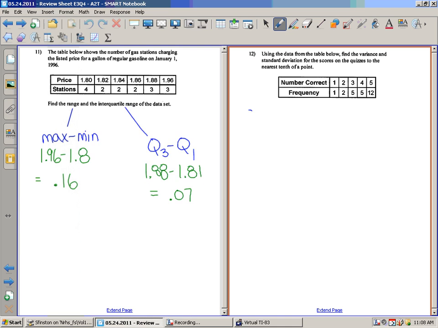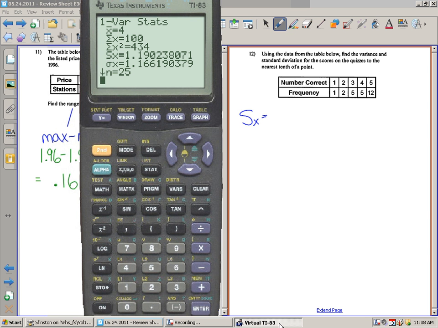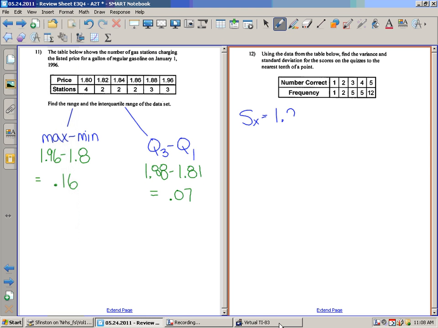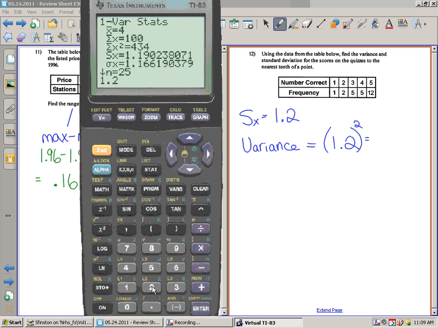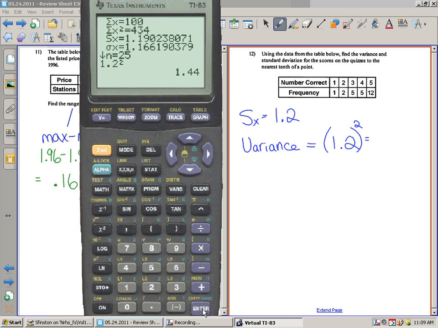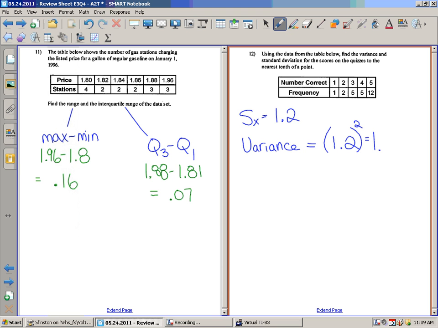Sx is the standard deviation to the nearest tenth. So that's 1 point what? That's 1.2. And the variance for the sample is equal to 1.2 squared, which is what? 1.44. And if you round 1.44 to the nearest tenth, how much is that?